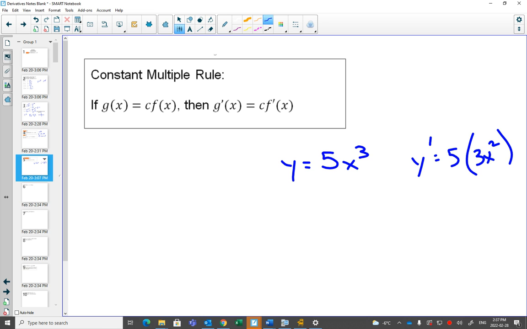Okay? None of you are ever going to write this, because what's 5 times 3? It's 15. You're going to immediately say, oh, I'll bring the 3 out in front. 3 times 5 is 15. I'll subtract 1 from the exponent and be fine. But the constant rule is saying that this is true of all functions. If you have a number in front of some function and you can do the derivative, that number would stay out in front and multiply by whatever that individual derivative was.